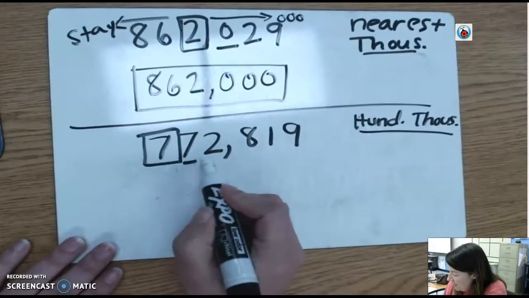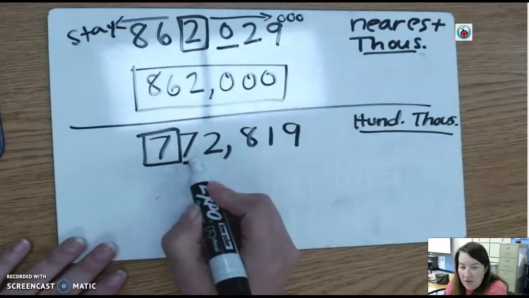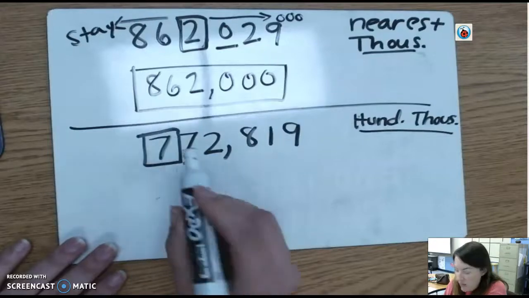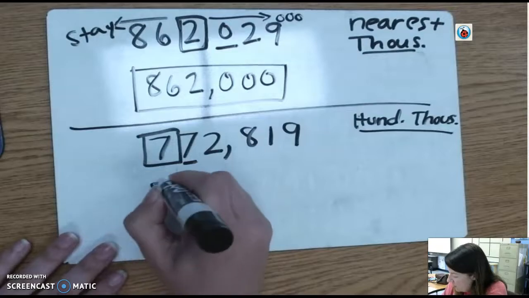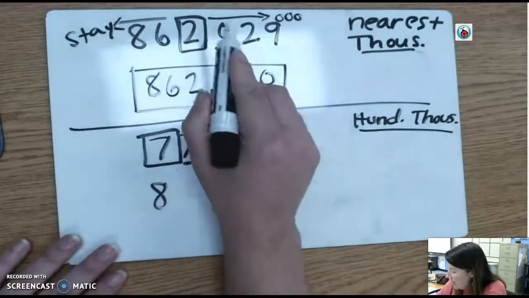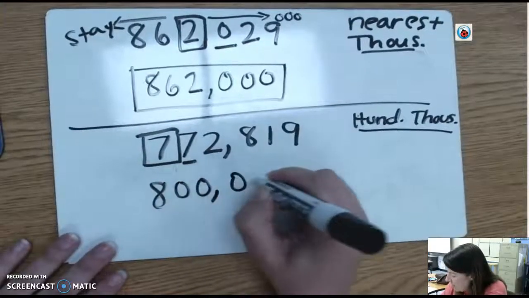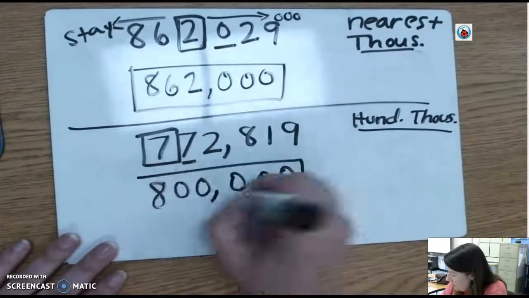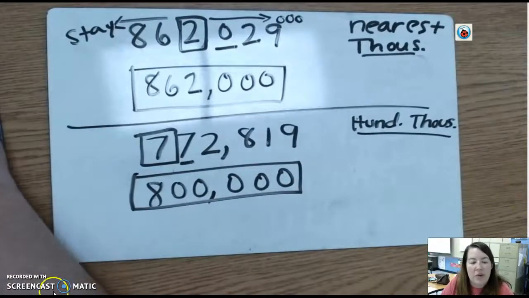So I have a 7. That's higher than 5. That's 5, 6, 7, 8, or 9. So it's going to tell this elevator to move up a floor. So what's 1 more than 7? It's going to move up to the 8th floor. There's nothing to the left of the elevator, and then everything to the right of the elevator turns into zeros. So we have 800,000. All right, you're going to practice some of those on your own next.